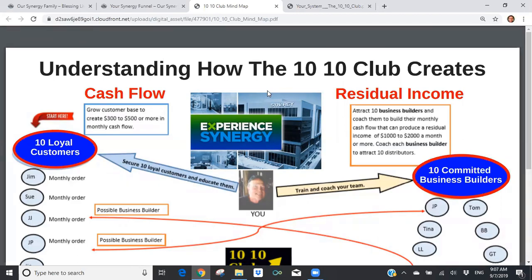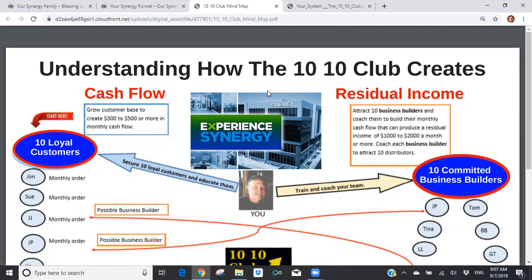Now, that might mean that you'll need 20 customers to do that. You might need 30 customers to do that. But you want 10 customer sales on a monthly basis so that those 10 customer sales will create somewhere between $300 to $500 in monthly cash flow to help you operate your Synergy business. Some of those customers might become business builders.